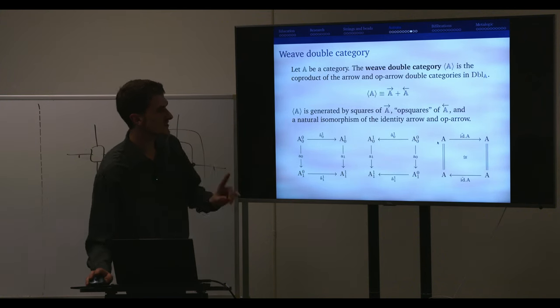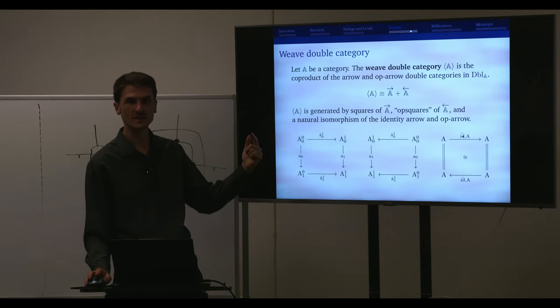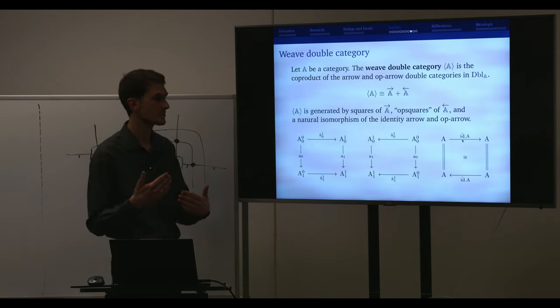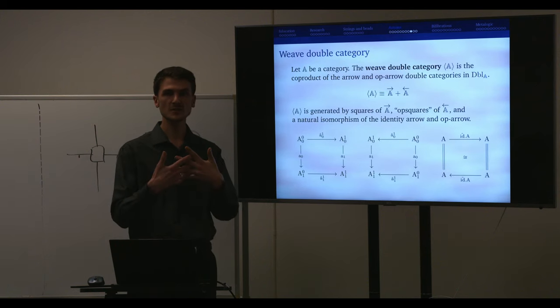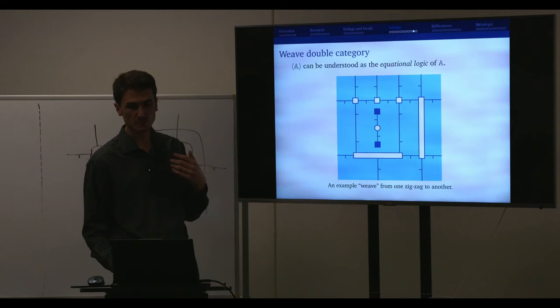Plus, the only thing that's subtle about the construction is you need to adjoin an isomorphism between the identity arrow and the identity op arrow so that you have one identity that works for both kinds. And it turns out that's all there is to it to be able to union these two together, and then you have a double category where arrows point both directions.